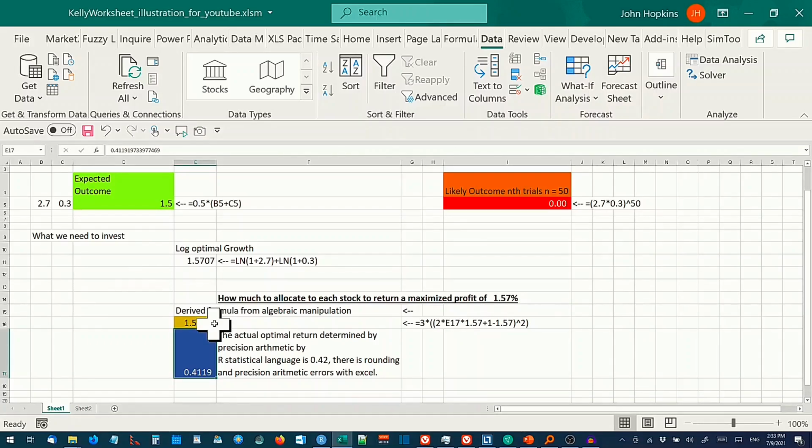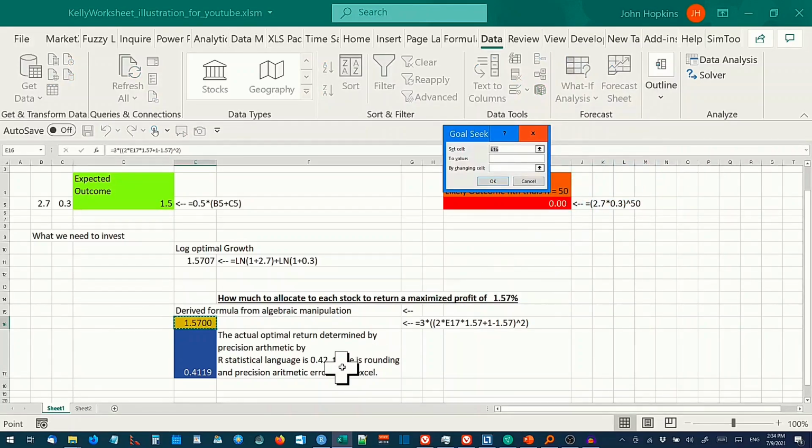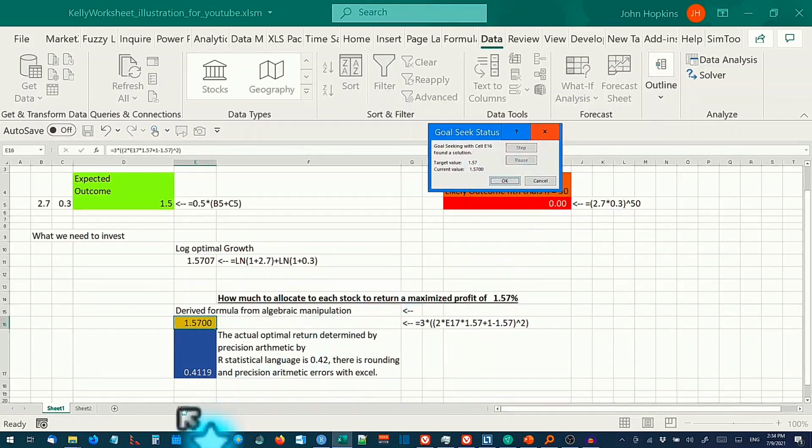This is a logarithmic growth rate of 1.5787. Now, to solve for the logarithmic growth rate to find the Kelly criterion, I did it numerically. I didn't derive it with calculus and algebra. I do it numerically with a simple goal seek, which wasn't quite accurate. We set that there to a value of 1.57, and the cell we change is this one. And it automatically gives that solution because I've done it before. That is the optimal solution.